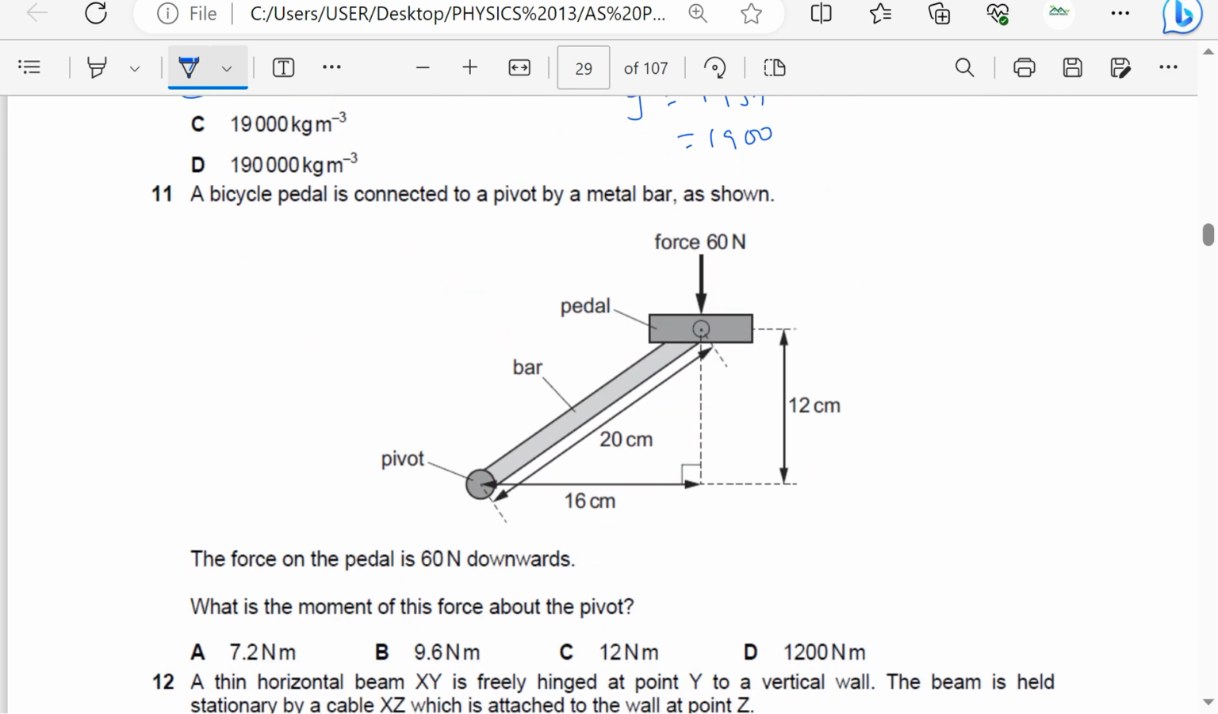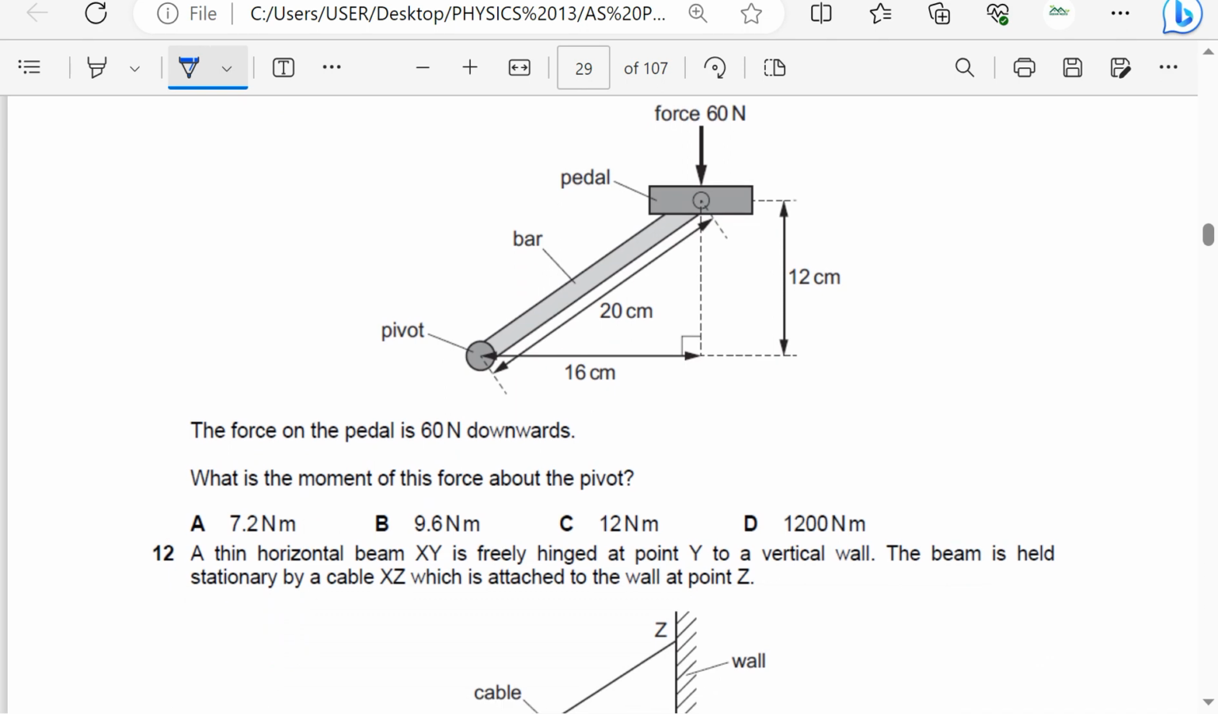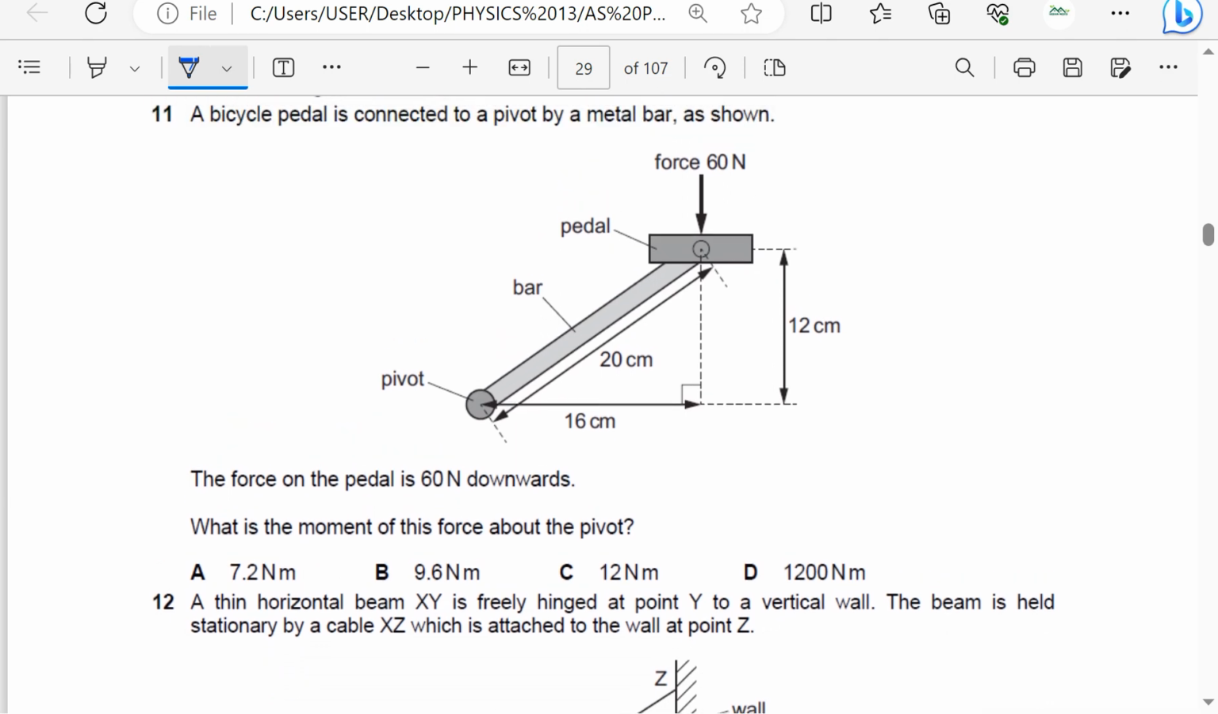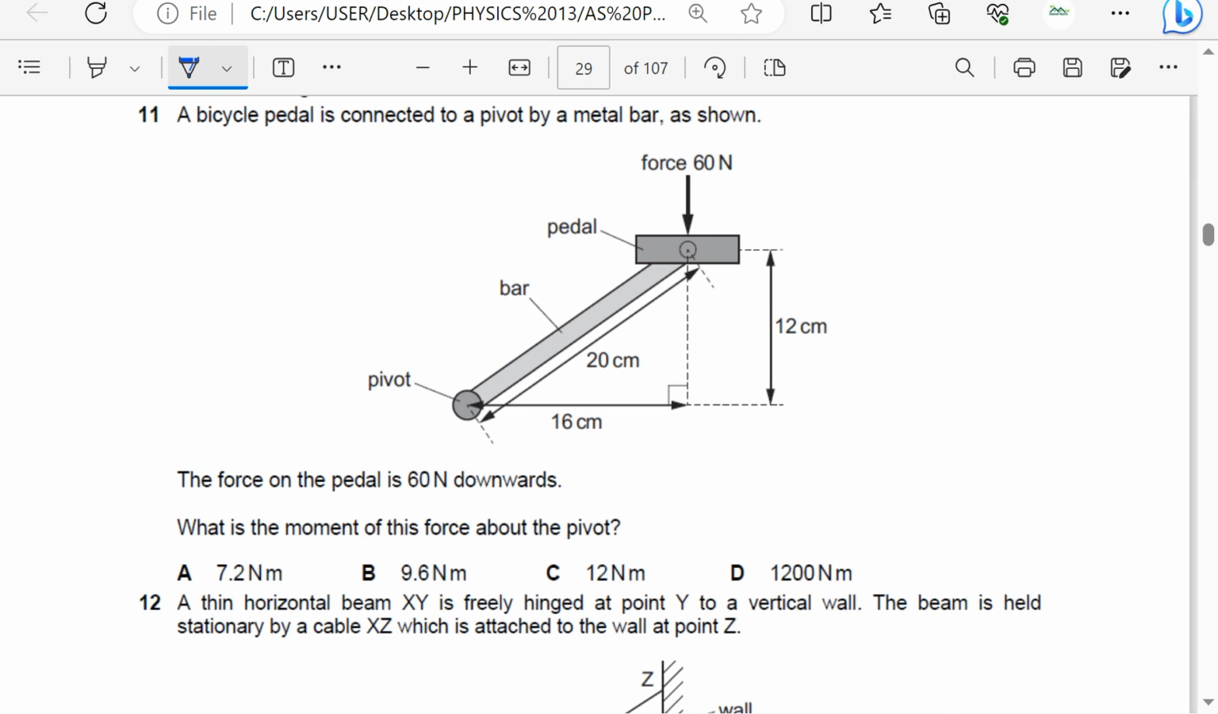A bicycle pedal is connected to a pivot by a metal bar as shown. The force on the pedal is 60 newtons downwards. What is the moment of this force about the pivot? So I'll just take moments about the pivot. If the force is 60 newtons downwards, as we see, then its perpendicular distance from the pivot is 16 centimeters.